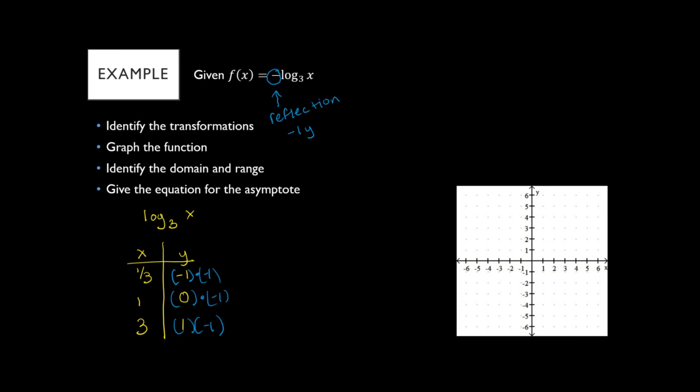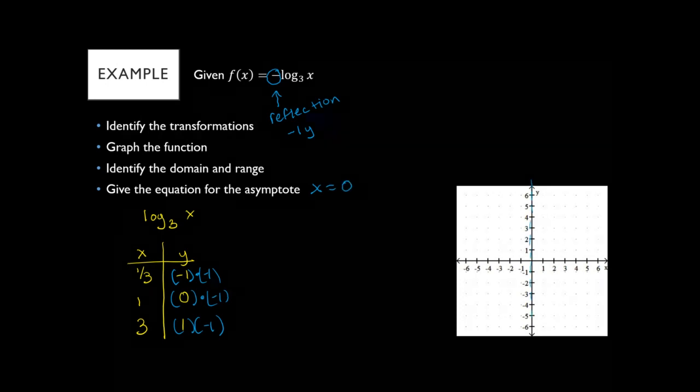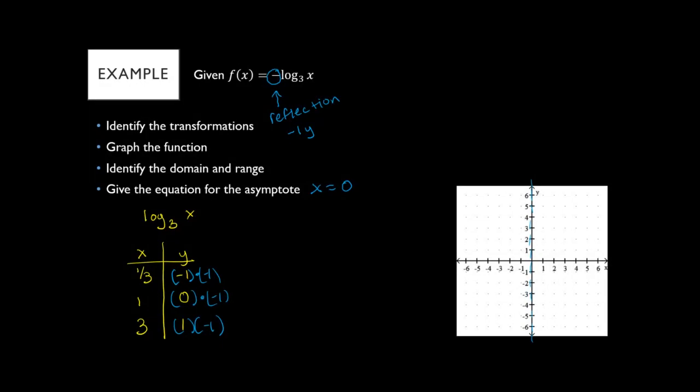So we haven't changed our vertical asymptote because we didn't do anything to the x. So that's still going to be x equals 0. So I'm going to just kind of eyeball really badly my dashed line there, just so we have that.